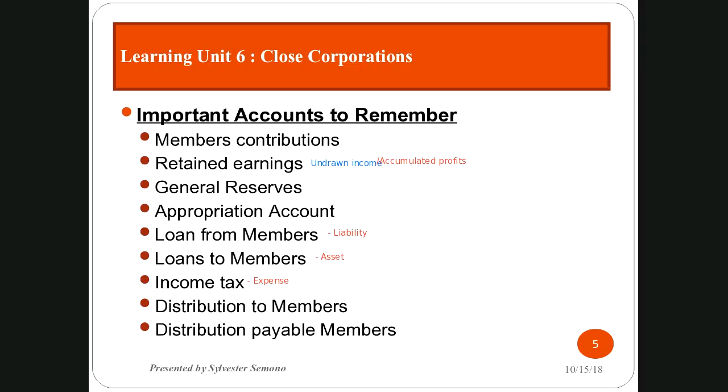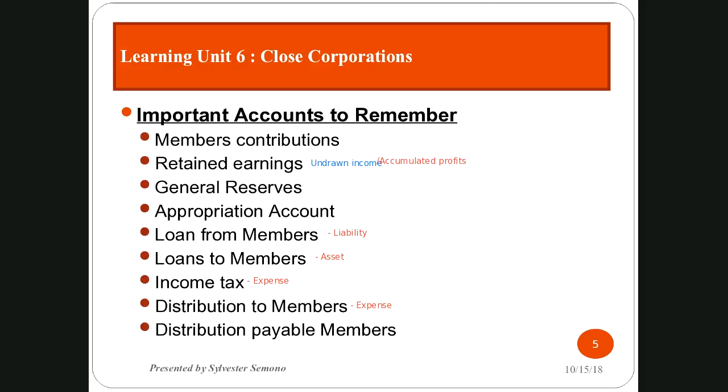That's why the next account will be what? Distribution payable to members. Who can classify the distribution payable to members for me, according to the way I explained it? It's a liability, because again, the word payable. So these are the accounts, guys, that I want us to understand.